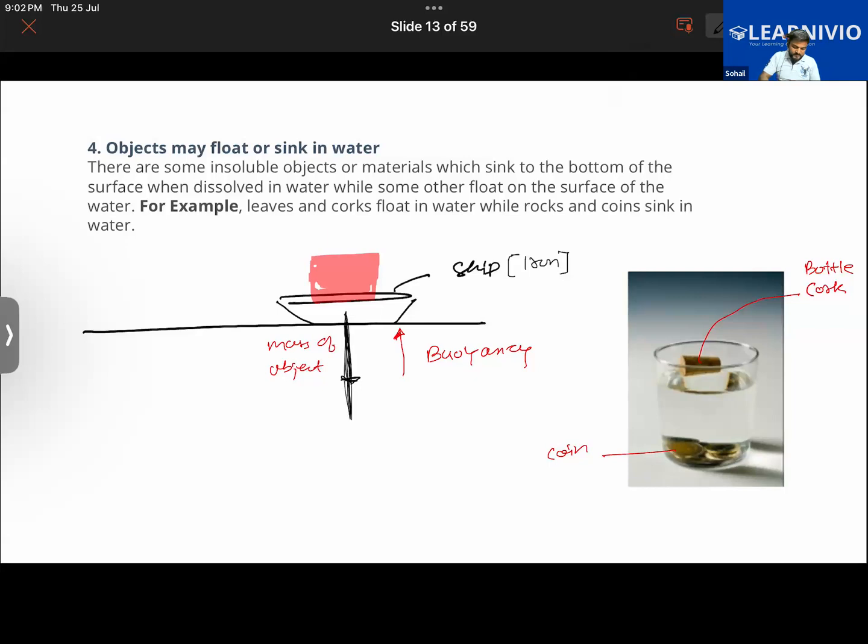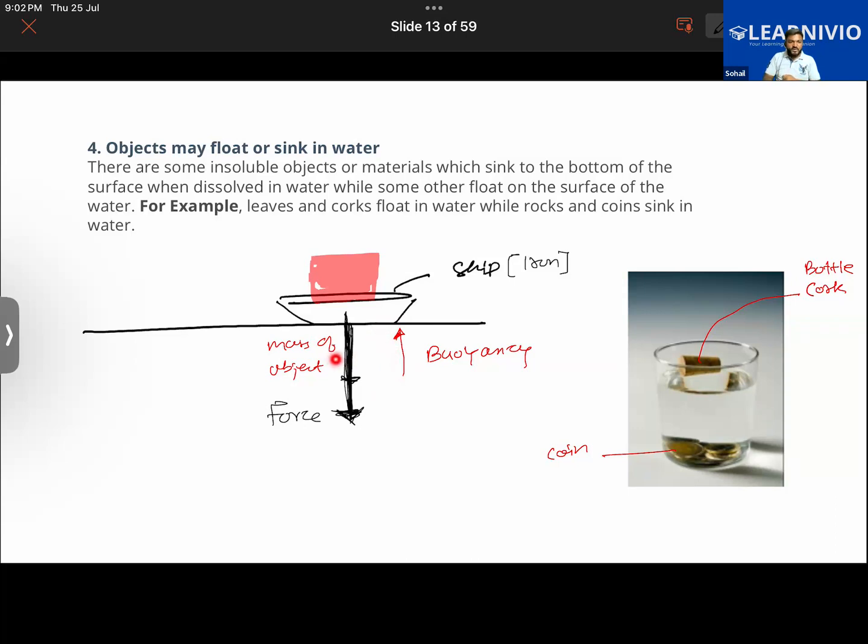This will increase, right? More force will be acted in the downward direction. But as compared to that, the buoyancy force is less. So in that case, the ship will be sinking. So if the mass of the object is much more, I mean to say, the force exerted by the object due to its mass is much more, and the force of buoyancy is less, then the object will be sinking.